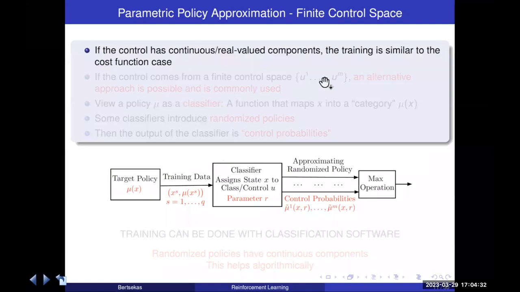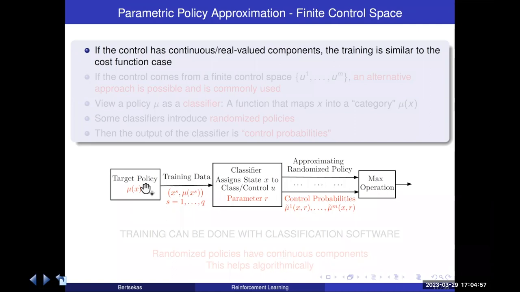Now, let's talk about policy approximations. If the control has continuous components, then the training is pretty similar to the cost function case. You generate training data, you pass it through an approximation architecture, you do regression, least squares, whatever, and you get a parametric approximation of the target policy.